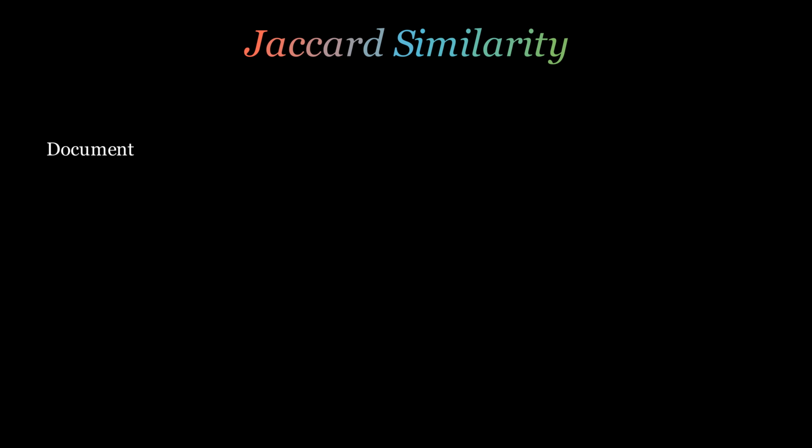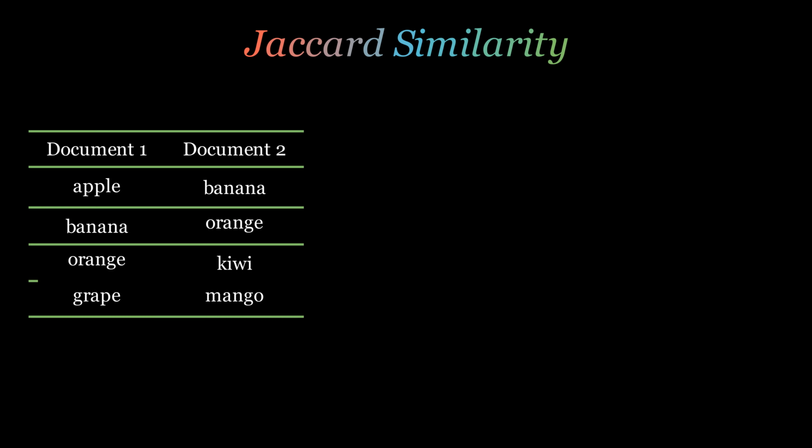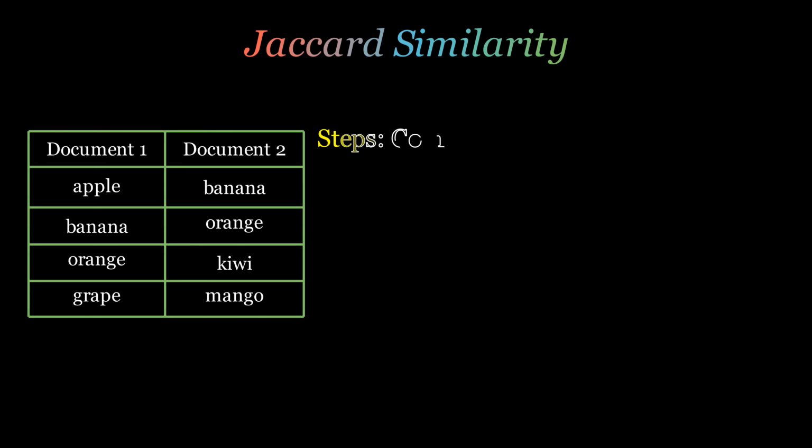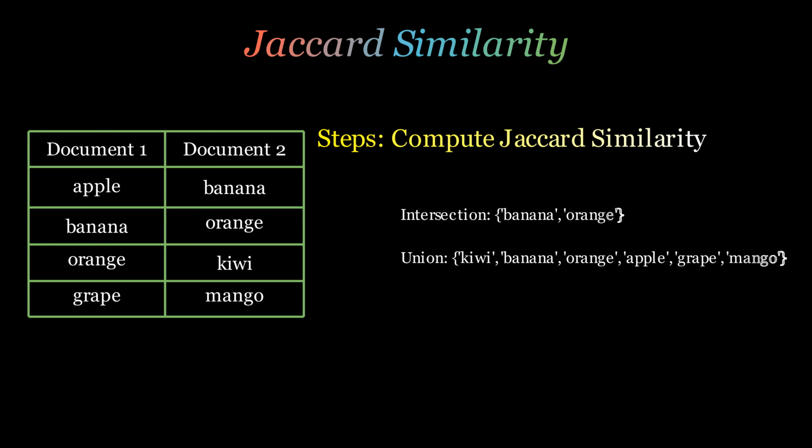Now, let's dive into an example. Consider a text analysis task where we want to compare the similarity between two documents. Each document is represented as a set of unique words. To compute the Jaccard similarity, we first identify the intersection and union of the two sets of words. The intersection contains words common to both documents, while the union contains all unique words from both documents.